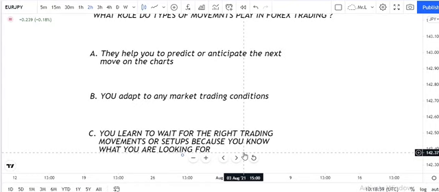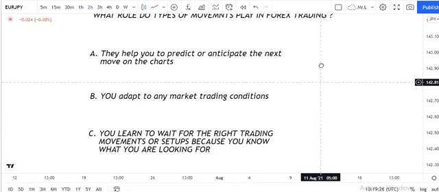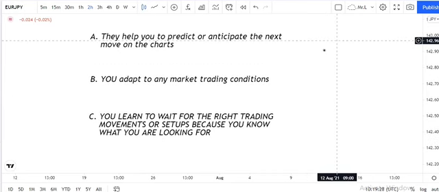And C, you learn to wait for the right trading movements or setups because you know what you are looking for. So if you don't understand types of movements, you won't know when to go in, and you won't know when to go out. You won't understand how to react when a type of movement occurs on the chart, because you are not familiar with types of movements in forex trading. I hope I am making sense.